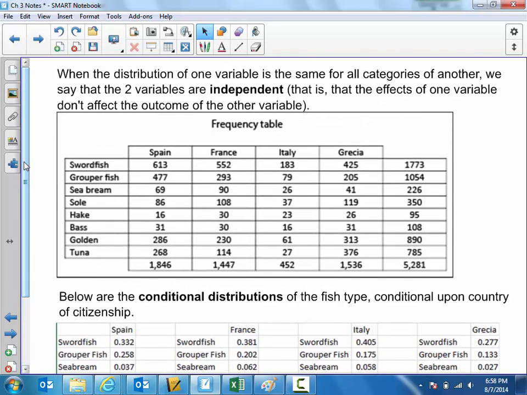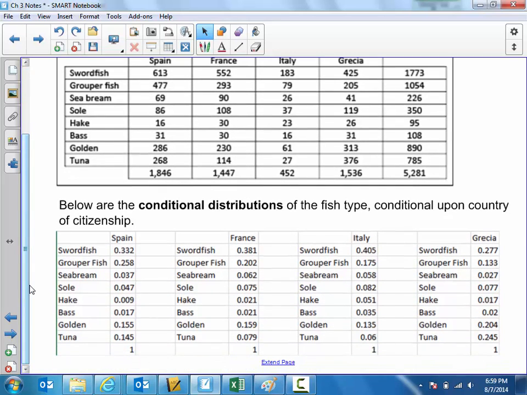We're going to talk a little bit about independence here. Before we jump into this, I think the best way to understand independence is to think about independence being that one variable is not affecting another variable, okay? Whereas dependence would mean that there does seem to be some sort of link between the variables. So we want to find out here, real quick, whether or not the country of citizenship and the preferred fish for people of those countries are independent or dependent.